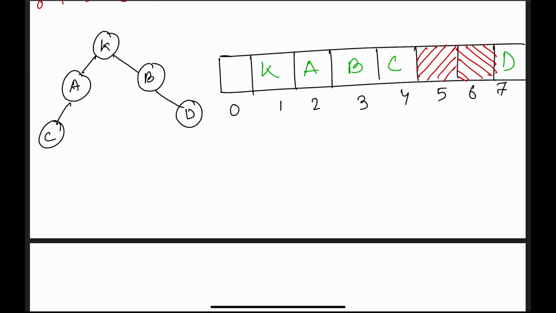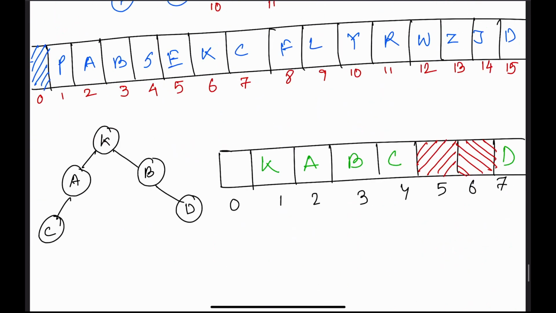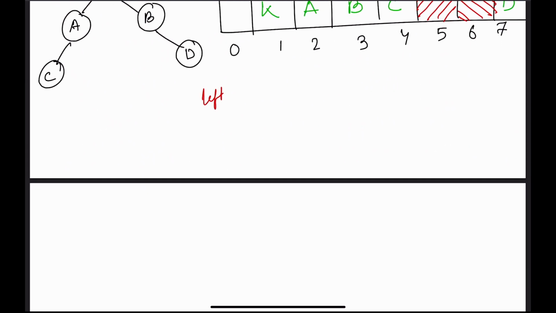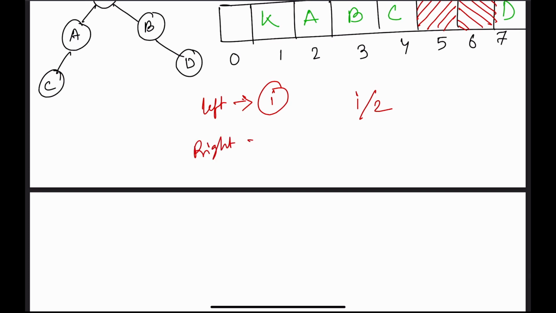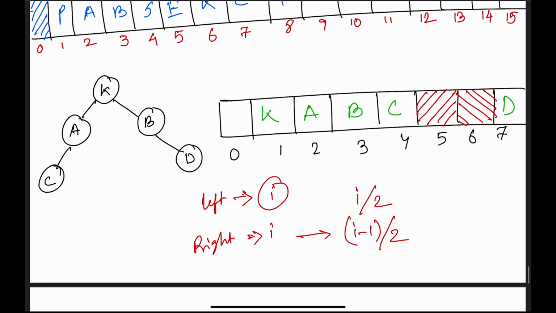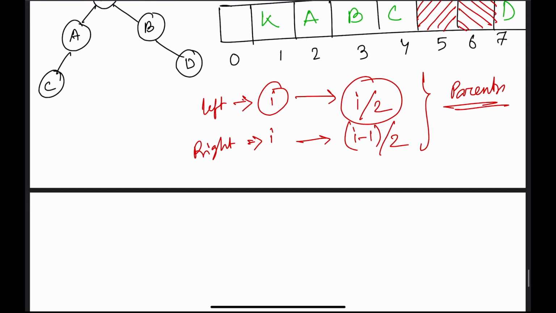Now, there is another thing. I have told you that if I is the parent, then what is the left child and what is the right child. But also, if the left child is I, then obviously the parent would be I divided by 2, isn't it? And if the right child is I, then the parent would be I minus 1 divided by 2. Let's check. For example, 7: 7 minus 1 is 6, 6 divided by 2 is 3, then B is the parent. For example, C divided by 2 is A. So I divided by 2 is correct. In this way, we have the formulas for the parents. So in this way, the array representation is done.